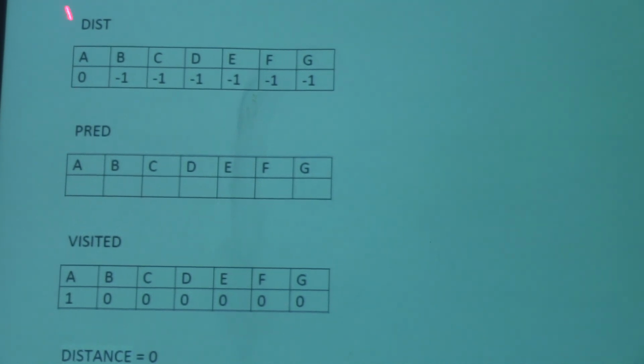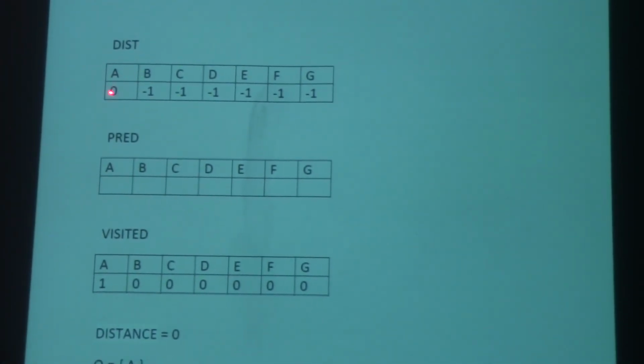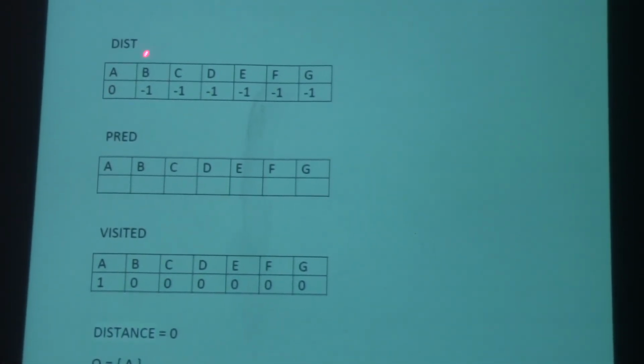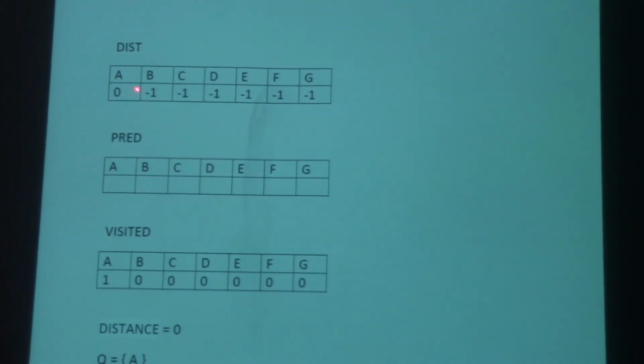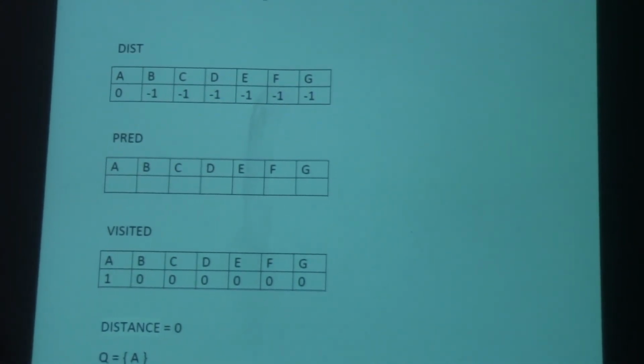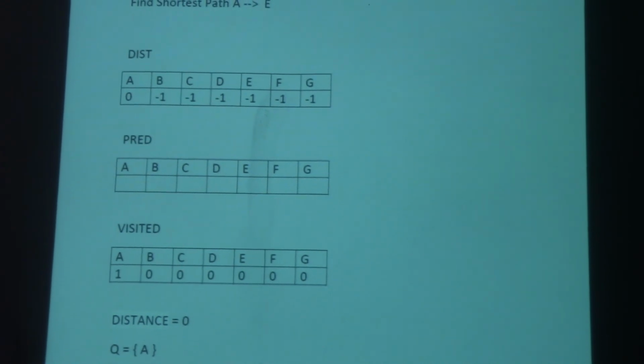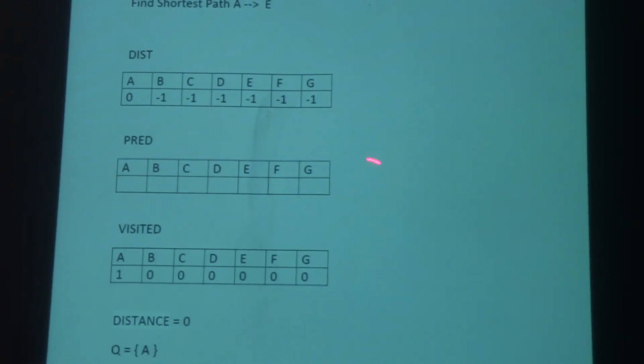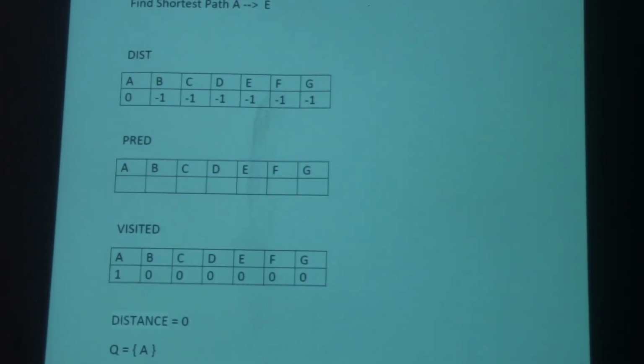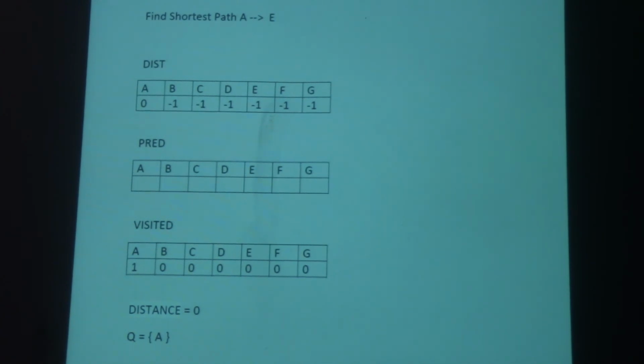So notice that my distance vector basically says how far are you from the start? Well, the start is A, so A is 0. But for these, -1 means I don't know. That means we don't have it registered yet. Predecessor, we haven't registered yet. So who is your predecessor? We don't have that yet. And visited, basically, we can put a mark of 1 if we've been there before. So initially when we visit A, we're going to mark 1 as visited. The distance from A to A is 0, and the queue contains A.